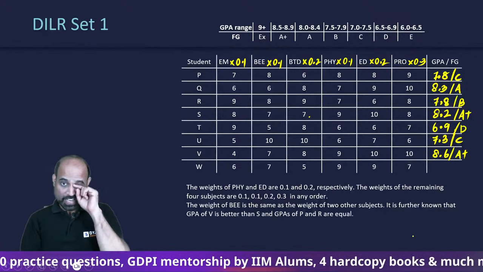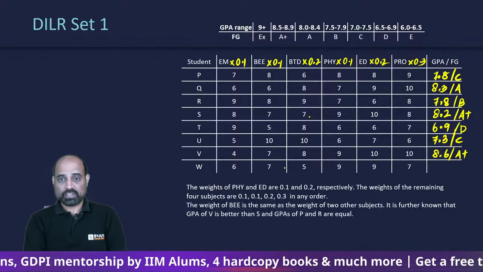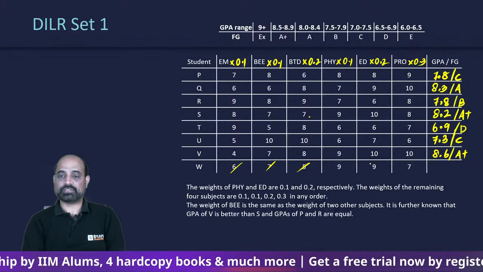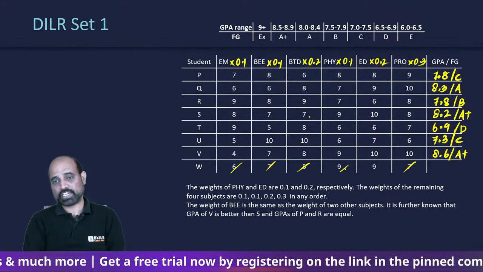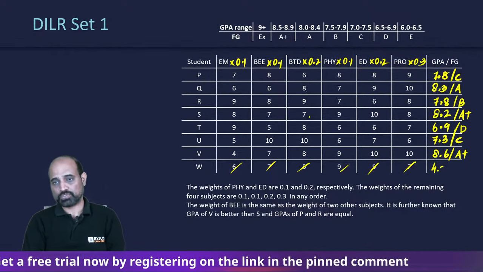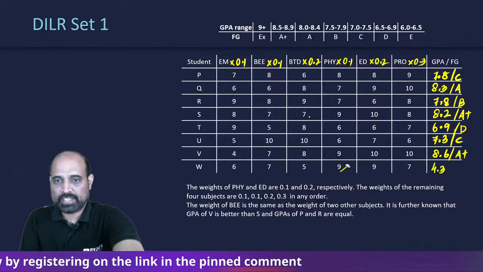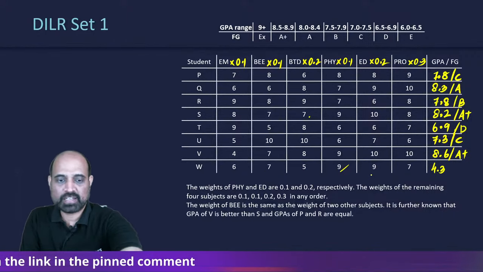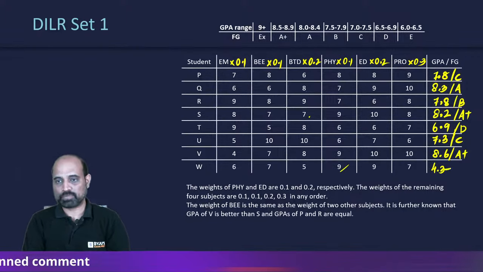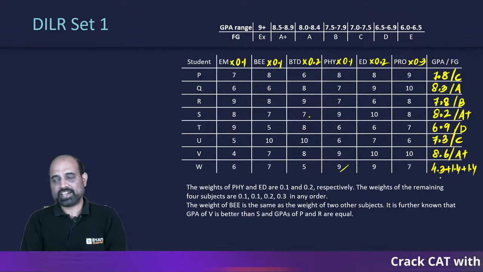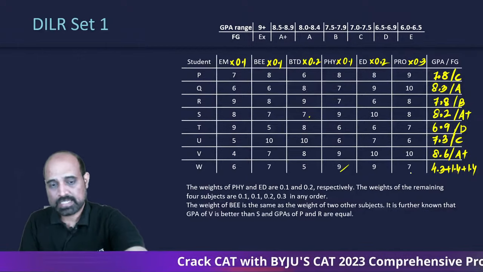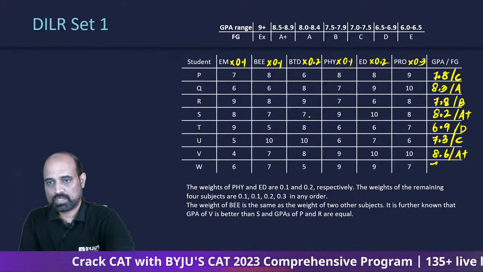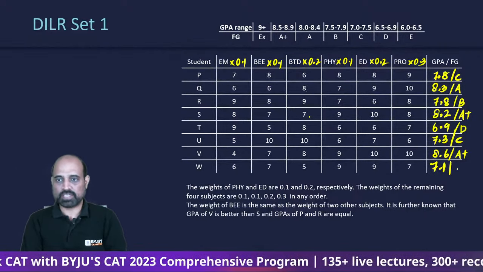Okay, for W we have 5, 6, 7 is 18. 18 plus 7, 25. 25 plus 20, 45. Minus 2, 4.3. And then we will have 5 plus 9, 14. 1.4 is more supposed to be added, and then 7 into 0.2, 1.4. So 2.8 and 4.3 will result in 7.1. So 7.1, and this will result in a grade C.